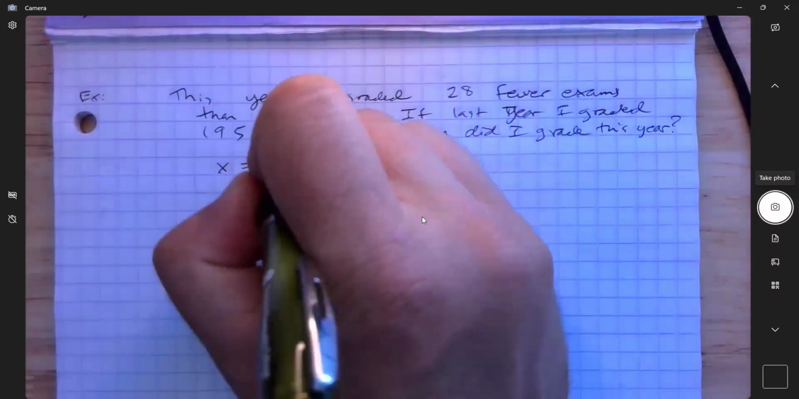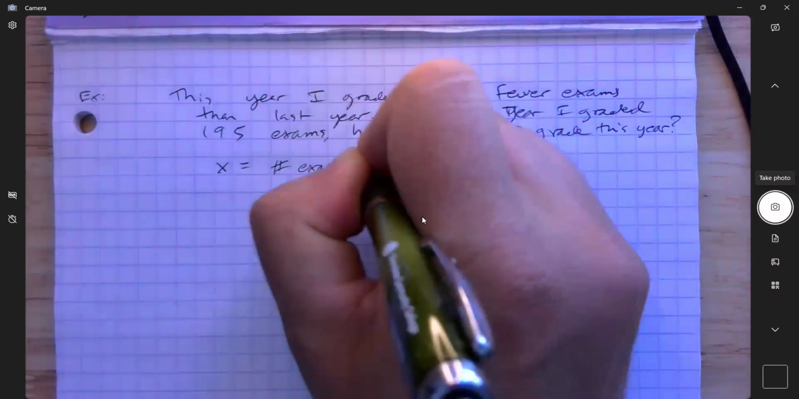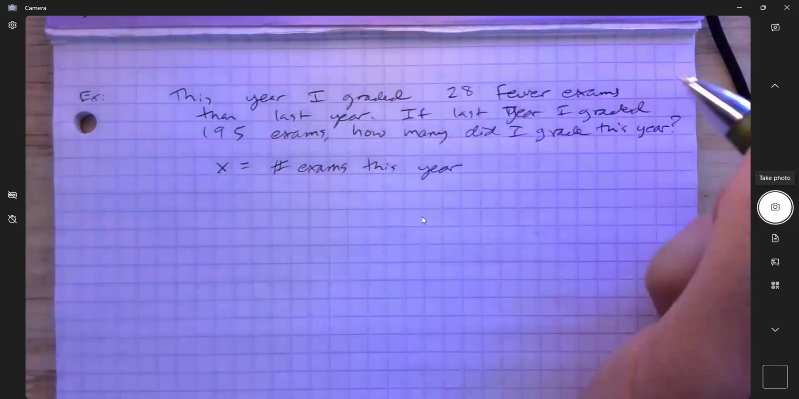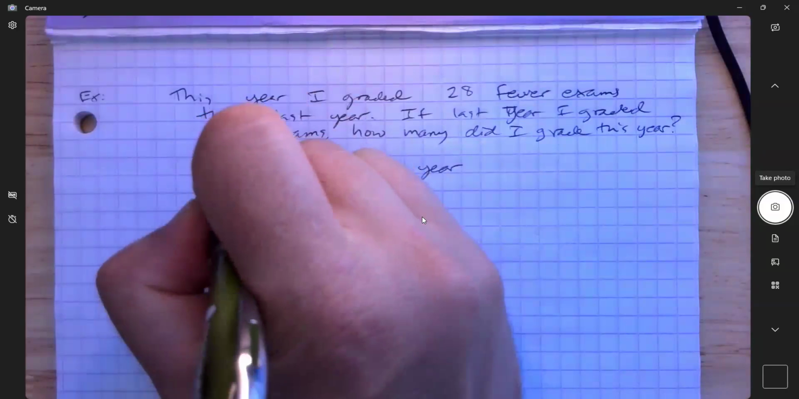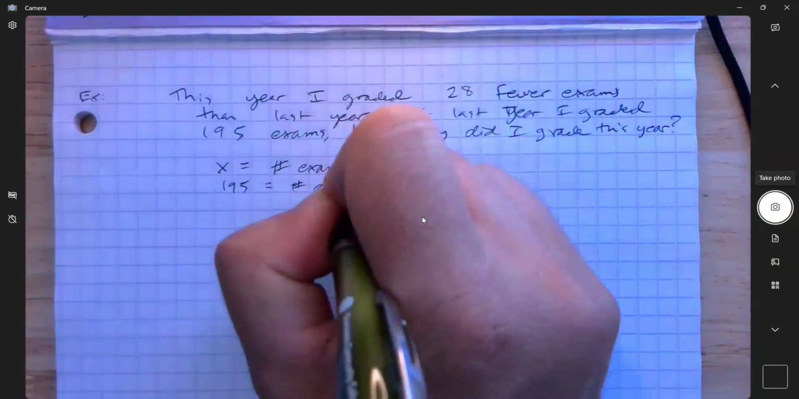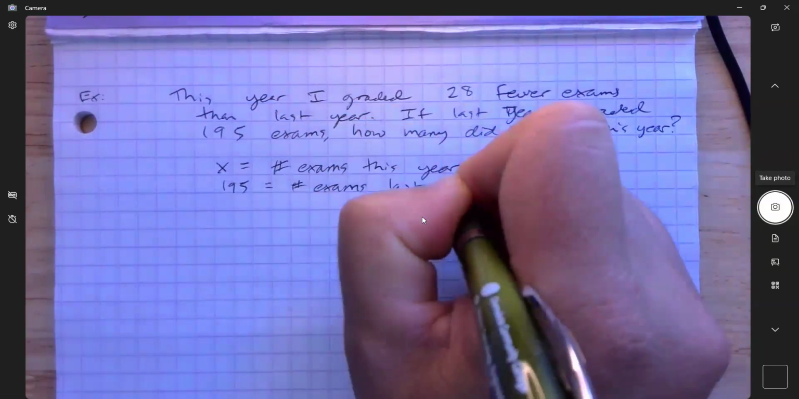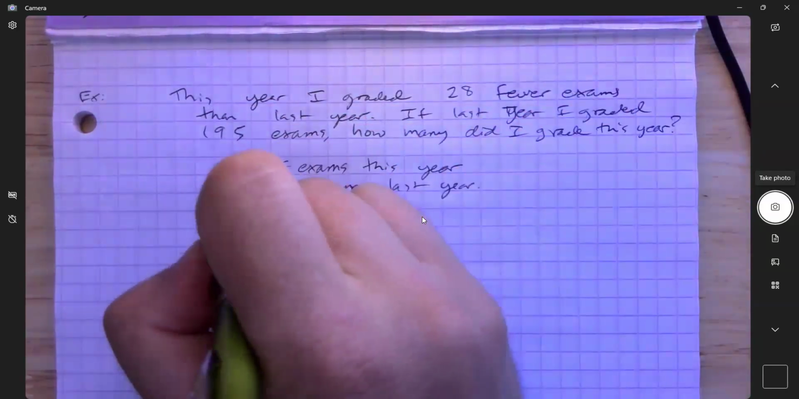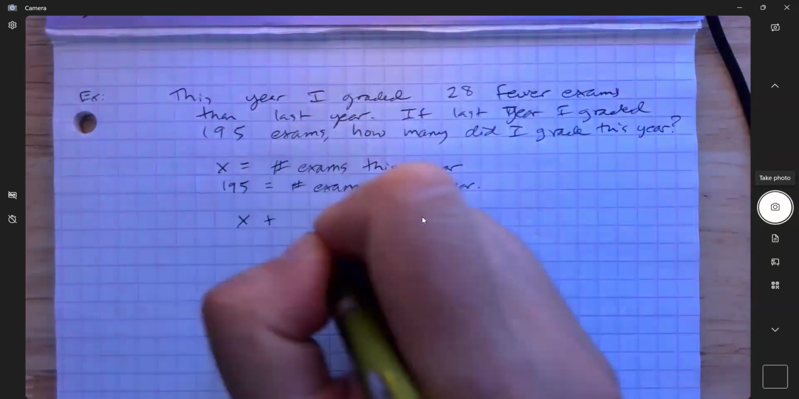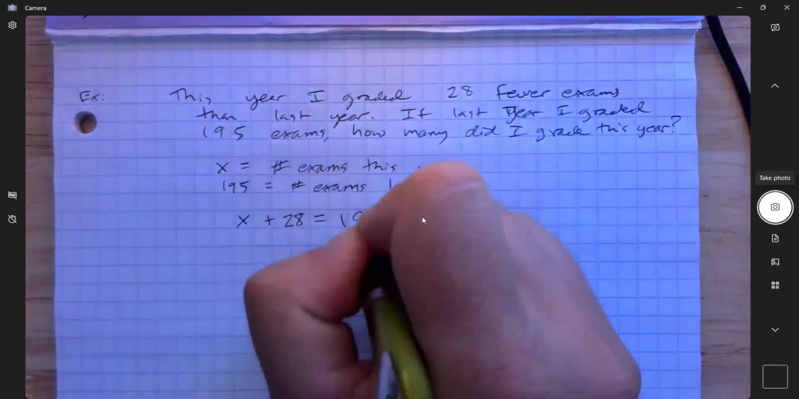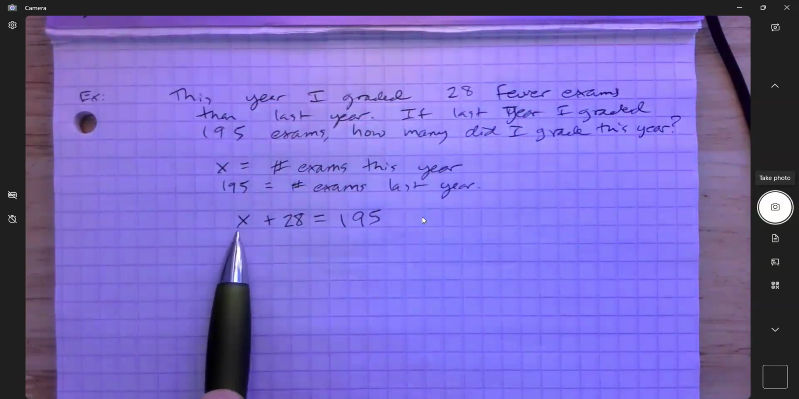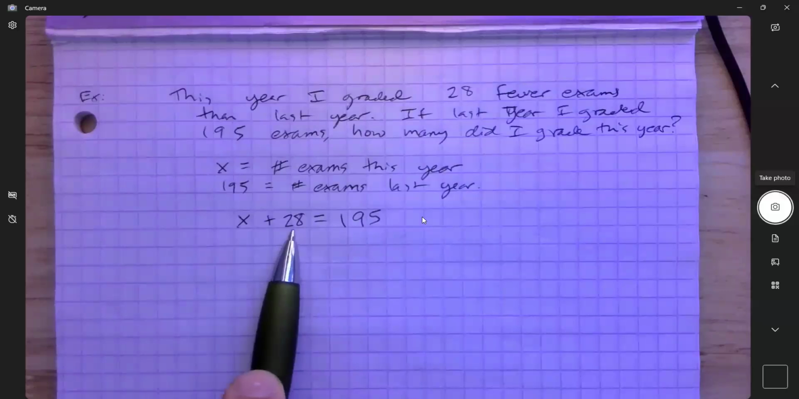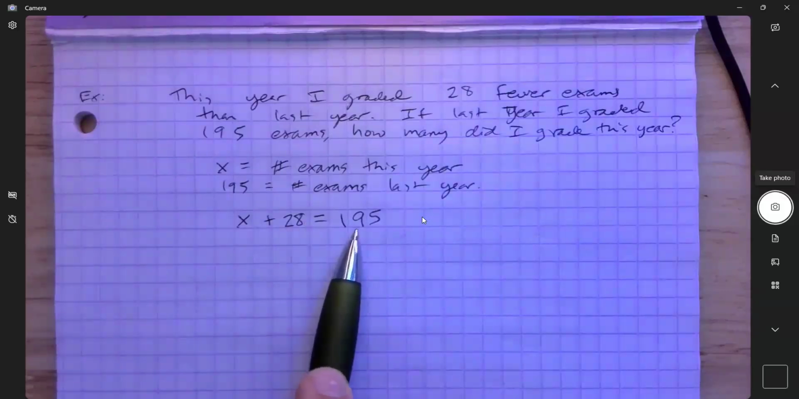So X is going to be the number of exams this year. And 195 will be the number of exams last year. And so that means if I take this year's exams and I add 28 more, I'm going to get to last year's exams. This is saying, if I were to read this as a sentence, I would say the number of exams I graded this year plus 28 equals the number of exams I graded last year.